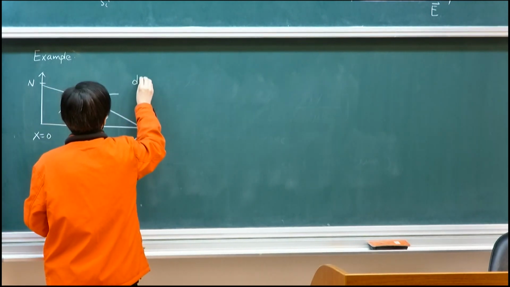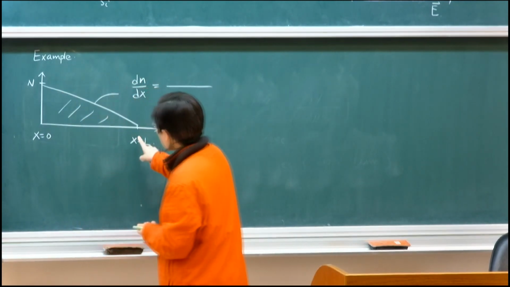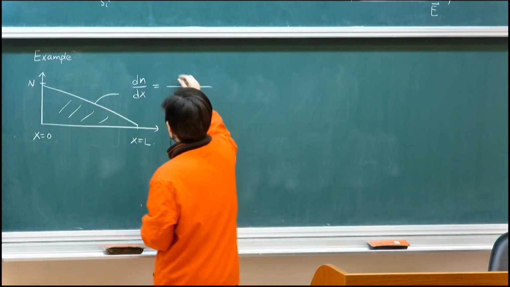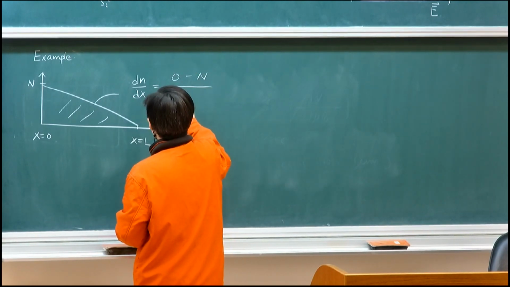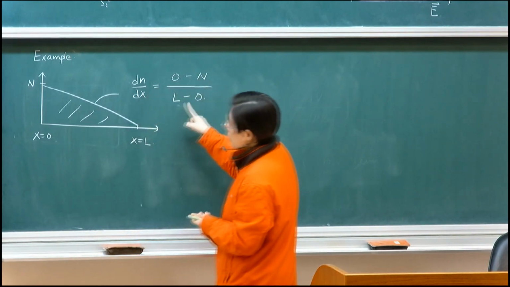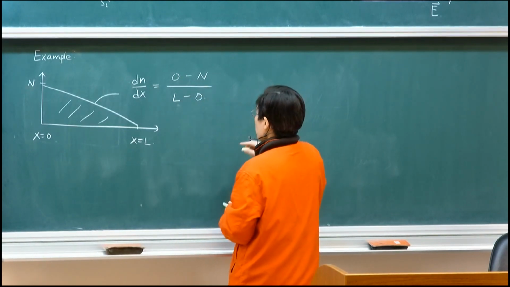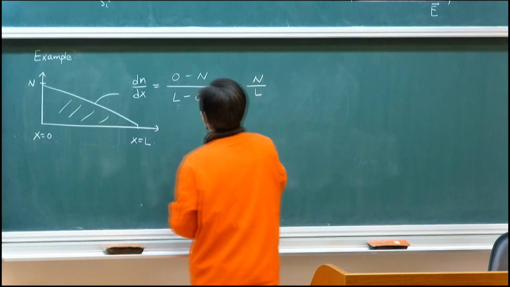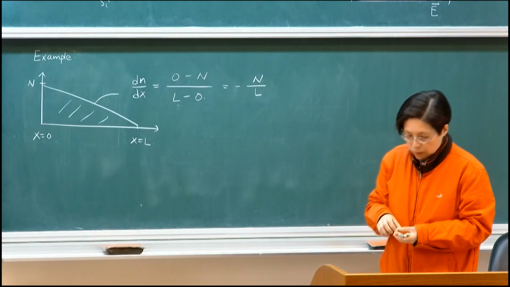The gradient is dn/dx, which, by definition, is this minus this and this minus that. So it will be 0 minus n and L minus 0. This is the distance, and this is the difference in concentration. So your gradient will have a minus sign, which is minus n divided by L. Right?